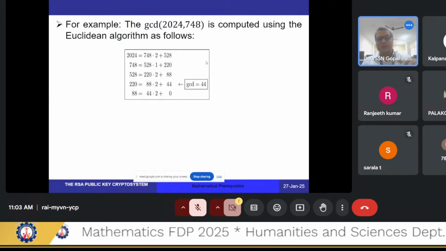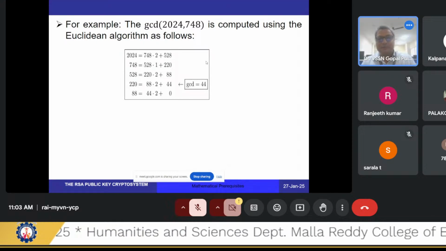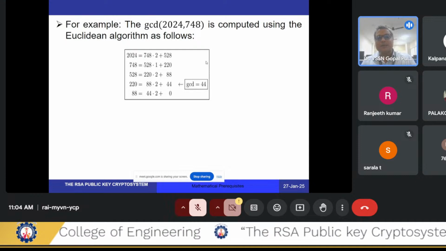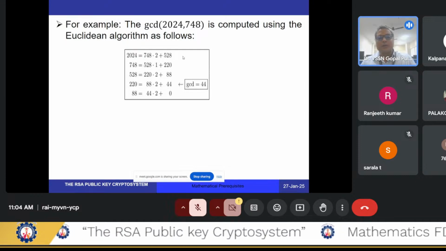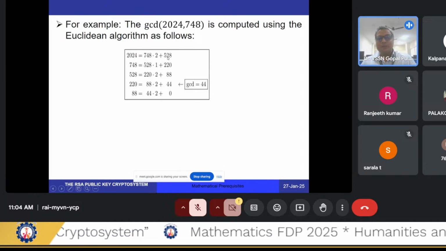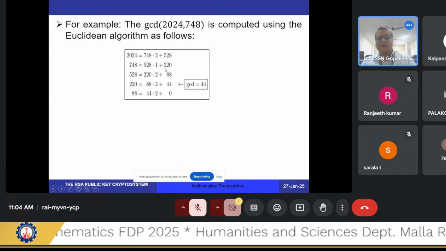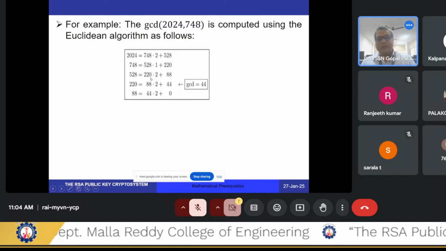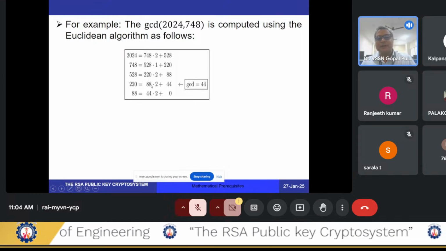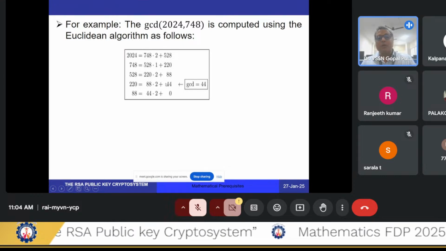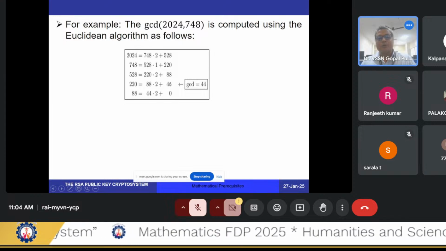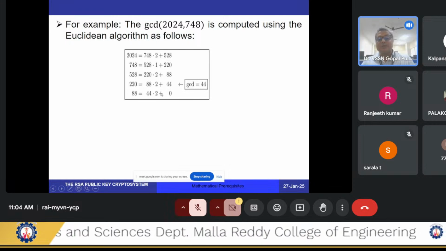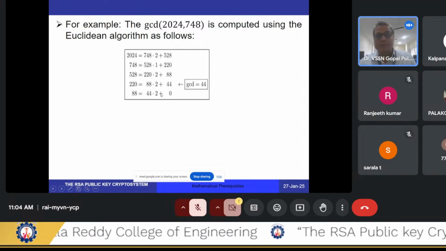We divide 2024 by 748, 2 times, and the remainder we get is 528. In the next stage we divide 748 by the remainder obtained in the previous step, 528 into 1 plus 220 as the remainder. Now divide 528 by 220, and then divide 220 by 88. At this stage we got the remainder as 44. If we divide 88 now by 44, obviously we end up with the remainder 0, isn't it? Why?